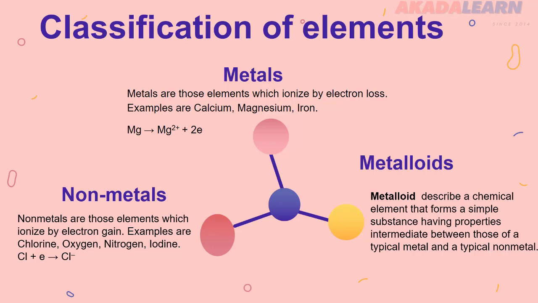Now, the metalloids. The metalloid describes a chemical element that forms a simple substance having properties intermediate between those of a typical metal and a typical non-metal. Essentially, the metalloid is not a metal, is not a non-metal, but has properties mixed of both metals and non-metals.